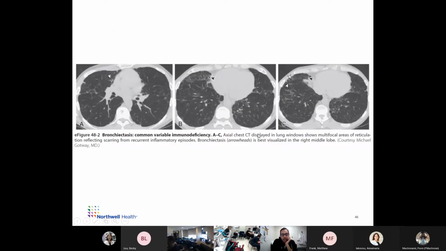So here's an example of a patient with common variable immunodeficiency with multifocal areas of reticular opacities and associated bronchiectasis from recurrent infections.